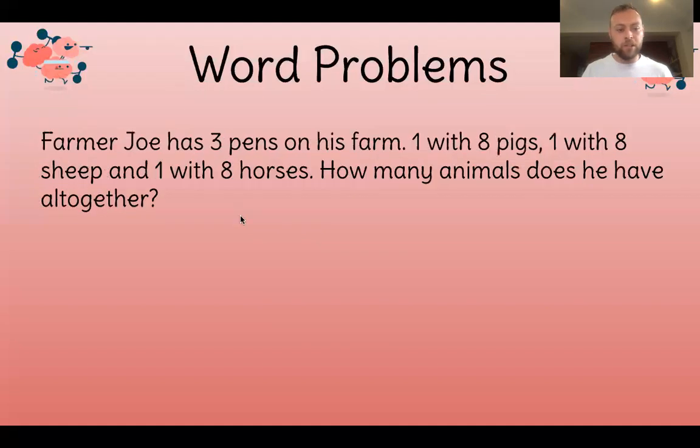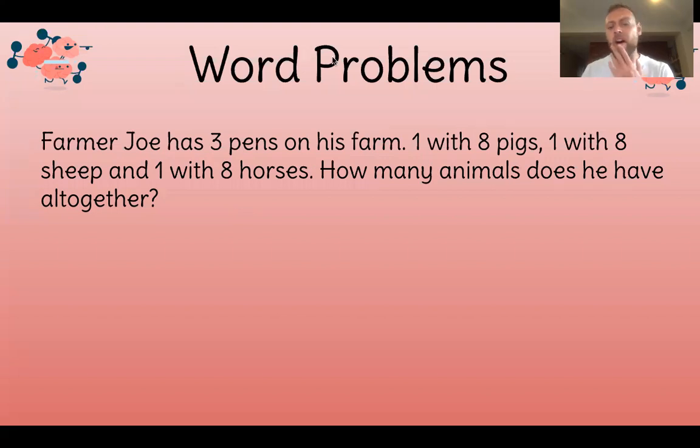This one's about Farmer Joe. Farmer Joe has 3 pens on his farm, 1 with 8 pigs, 1 with 8 sheep, and 1 with 8 horses. How many animals does he have altogether? Step 1, underline the key information.